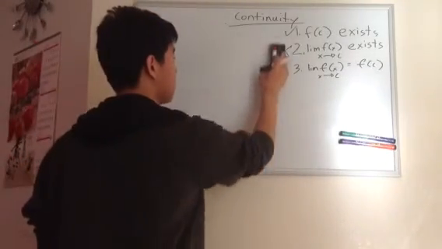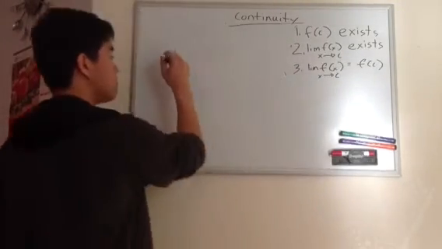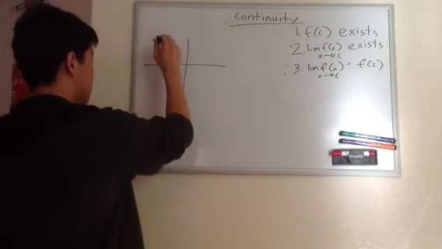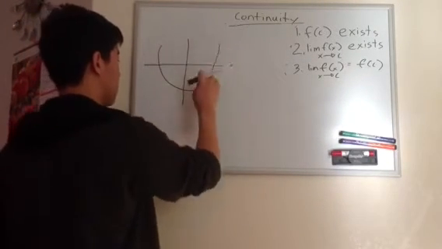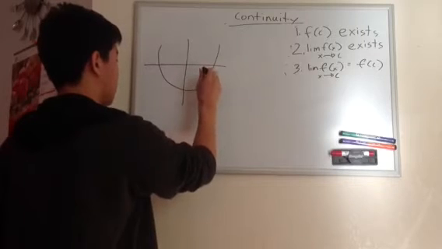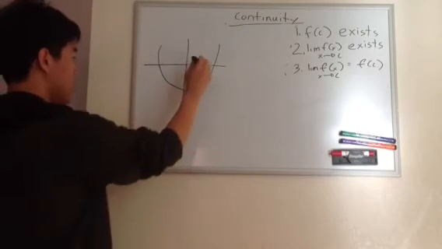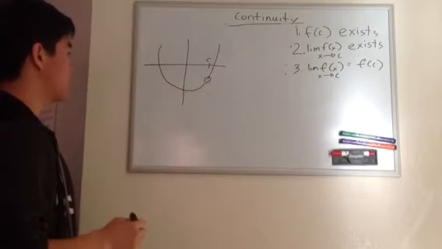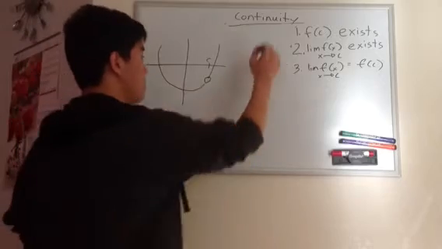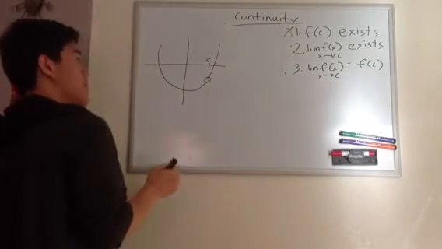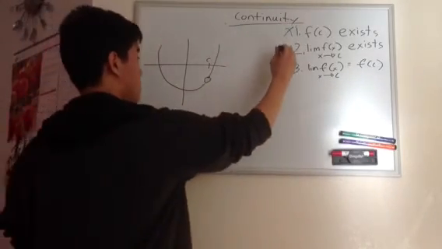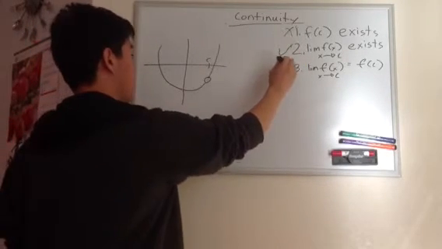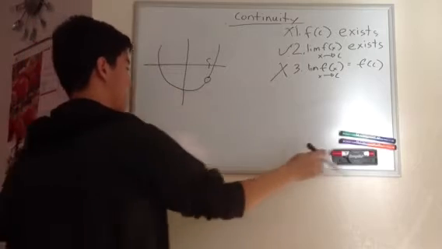Now let's look at a different graph. Does f of c exist on this parabola? It does not. But does the limit exist? It does. Though it passes one of the rules, since it doesn't pass all 3, in this graph, it is not continuous.